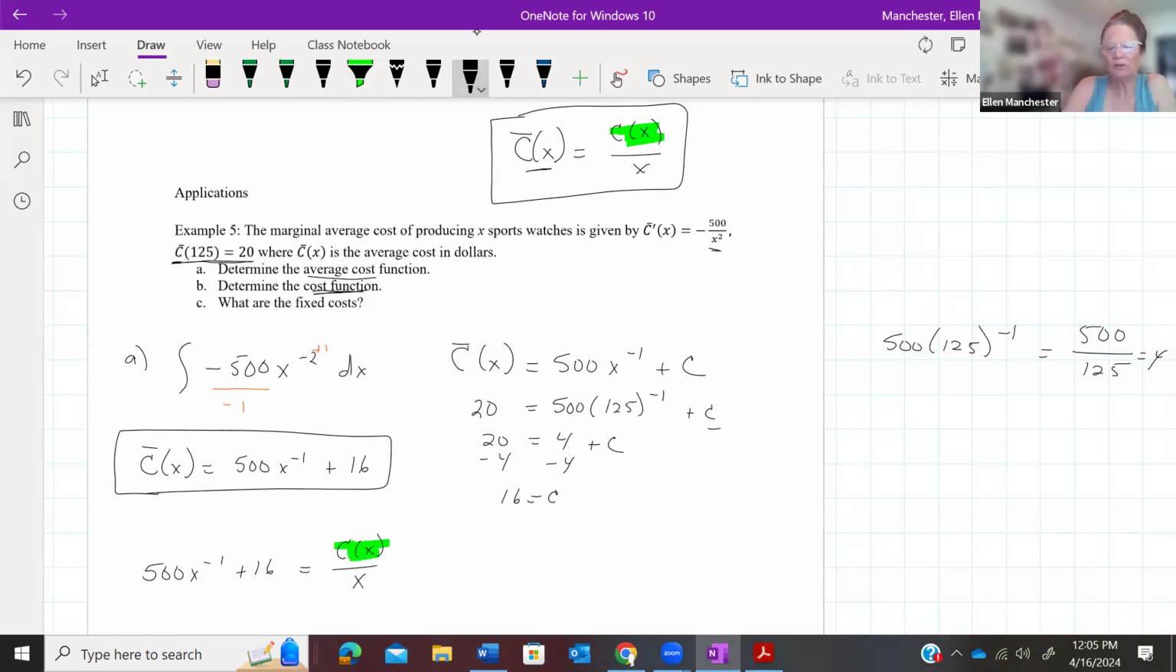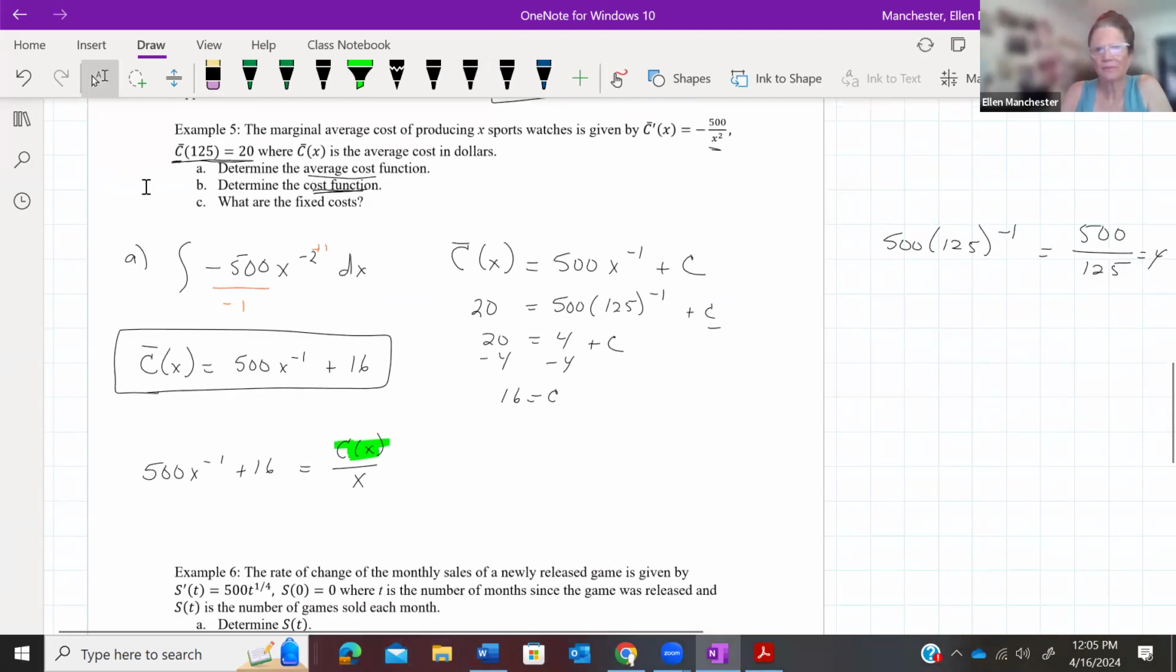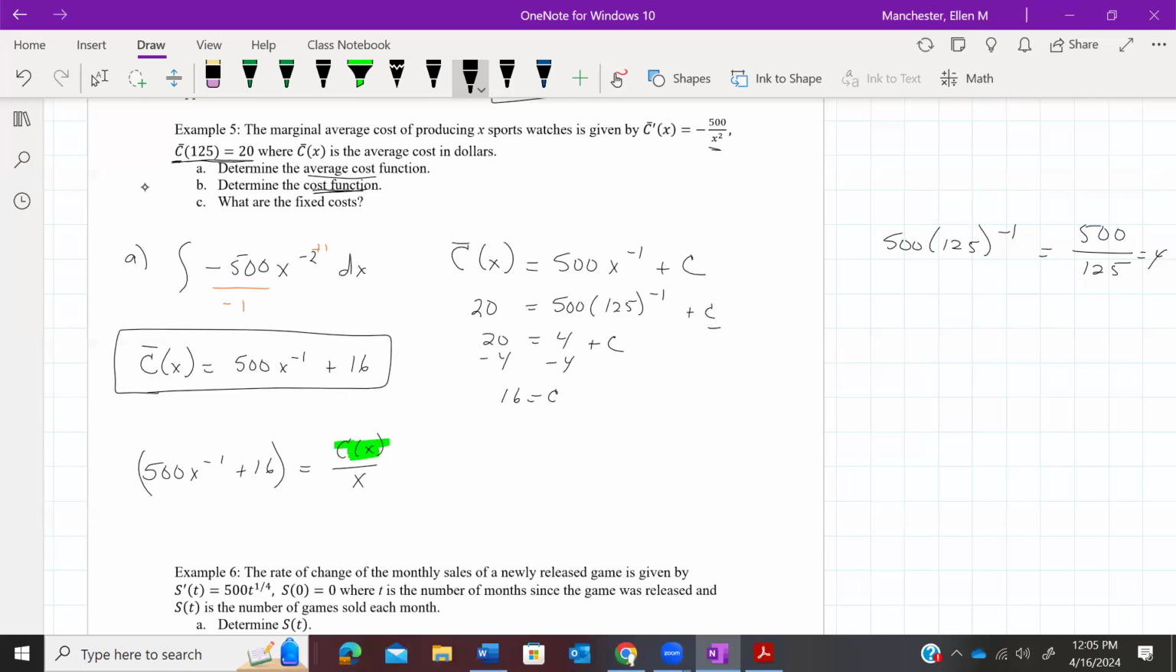What do you think I'm going to do? Any guesses? How would I get rid of a divided by x? So what's the opposite of dividing by x?